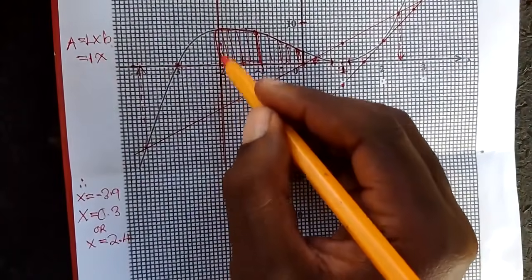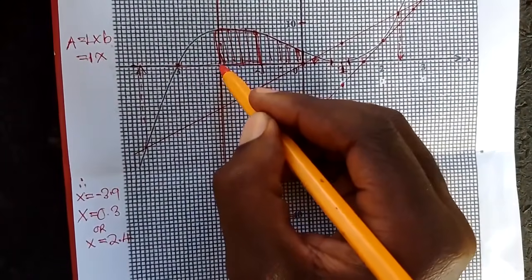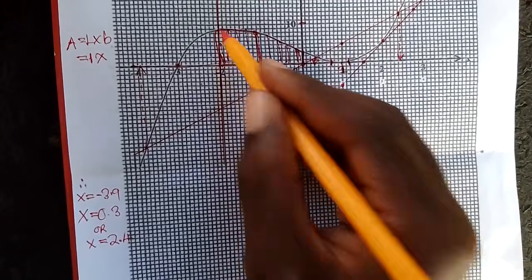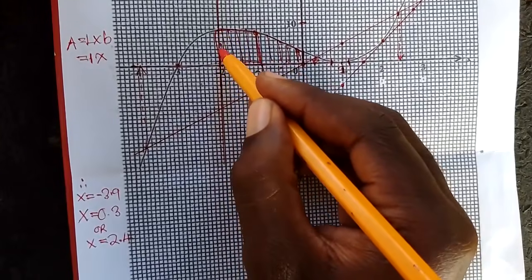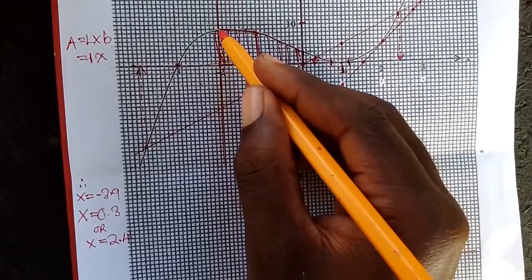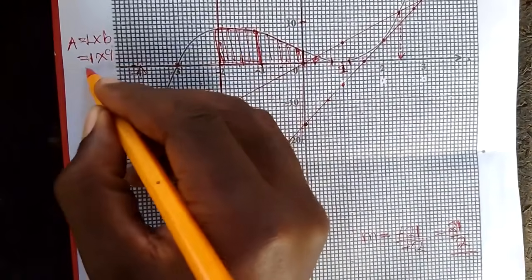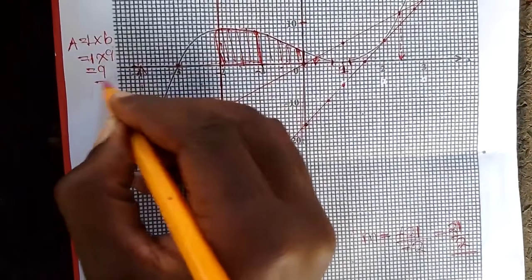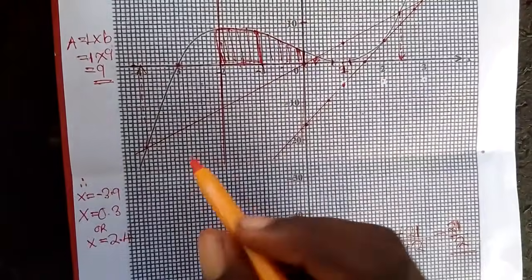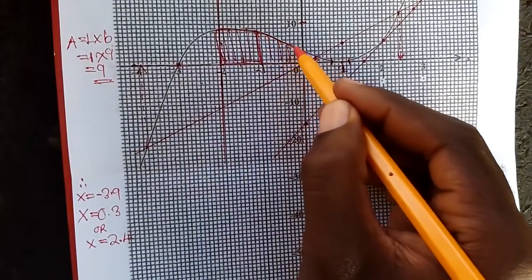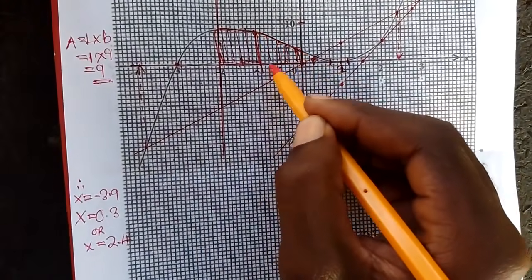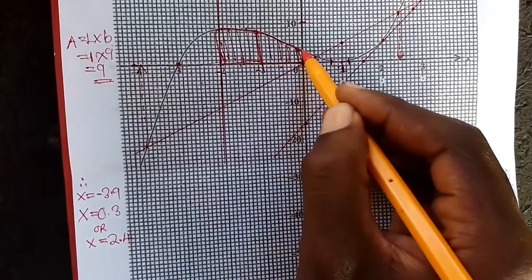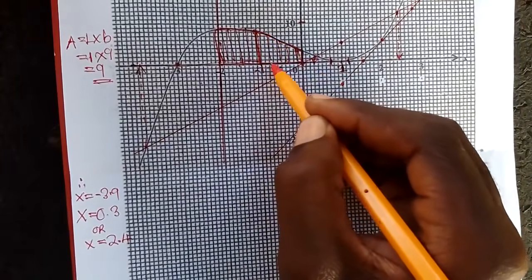breadth now. So from here, this is 0 up to somewhere there. You count 1, 2, 3, 4, 5, 6, 7, 8, 9. So 1 times 9, the answer is 9. You keep this one. You consider this one. Have you seen? This is a trapezium.